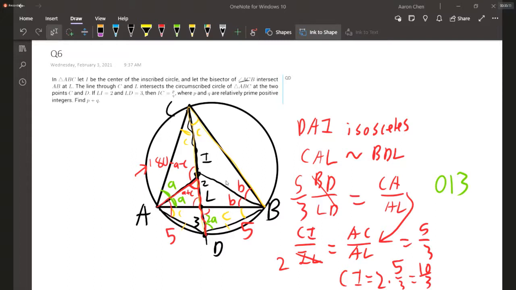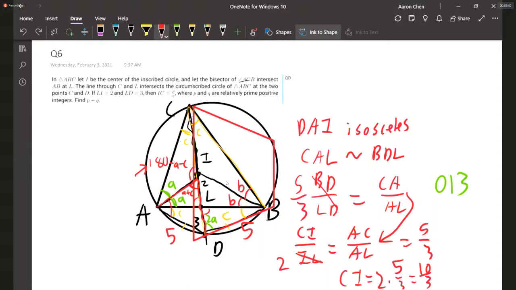Well, why is BDC 2A again? Oh, BDC, yeah. Okay. So angle BDC subtends this arc, and angle CAB also subtends the same arc. So you have that the two are equal, and you already know this is 2A.